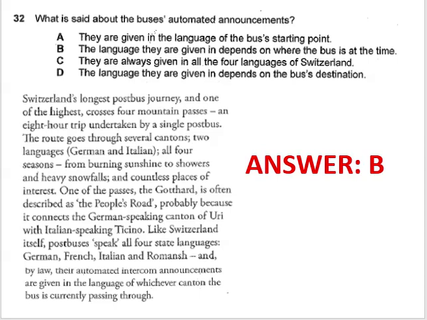Now let's eliminate C and D. They are always given in the 4 languages. No, it varies. Then the language that is given depends on the bus's destination. No, nothing is said about the destination. So that is why the answer is B. I hope you have understood the strategy of how to answer multiple choice questions. So shall we start with true, false, not given?